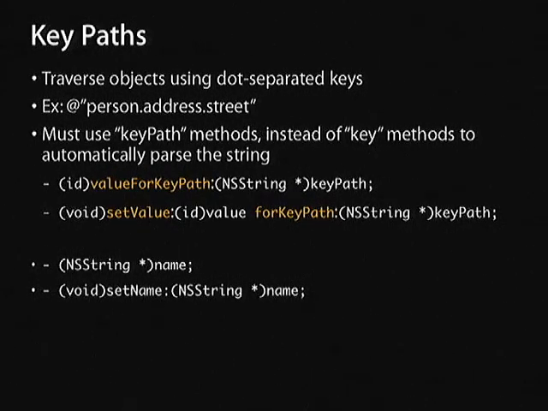But the second thing I want to talk about is key paths. A key path allows you to get to a chain of values through a dot syntax. So if I wanted to access the street of the address of a specific person, I can use value for key path to say, give me this path, person.address.street, and it will return it. First it's going to ask for the person, and it's going to return a person object. It's going to ask for the address object, and then the string object of the address object. It actually does all that parsing for you.